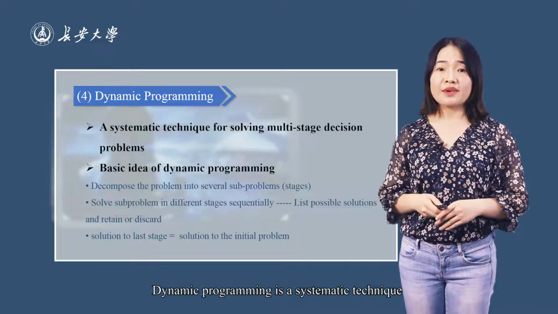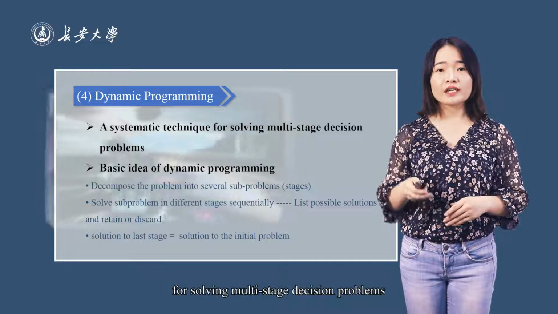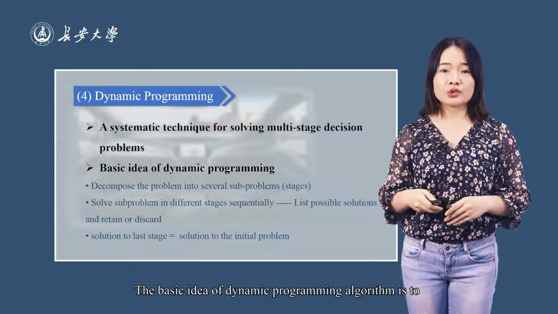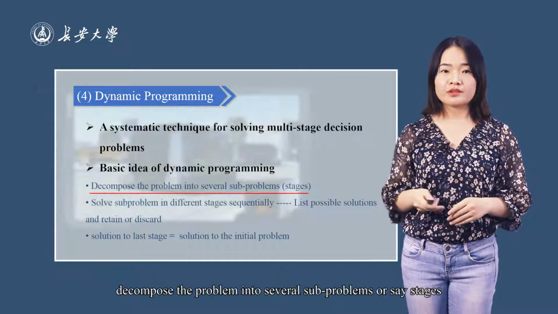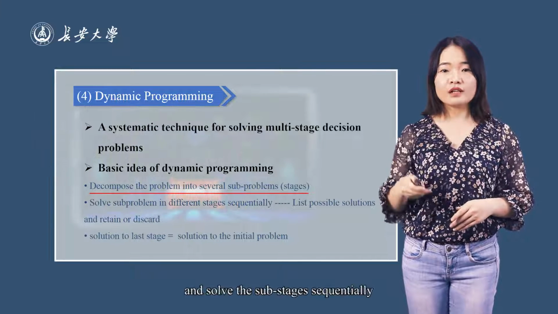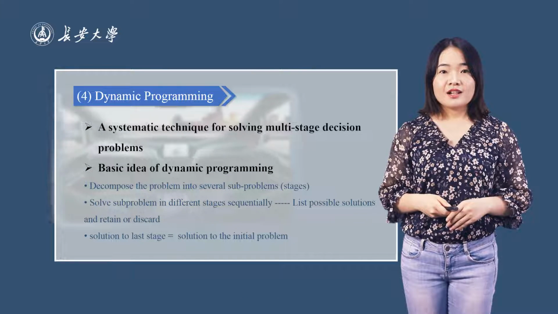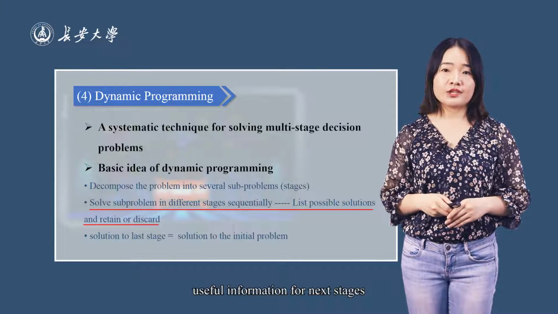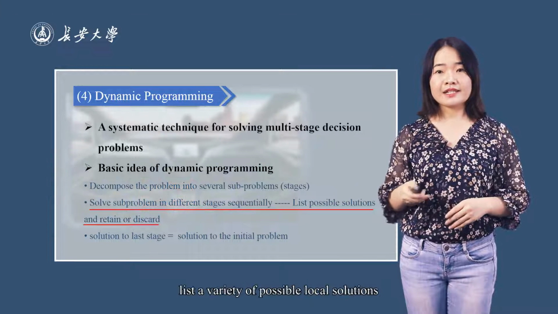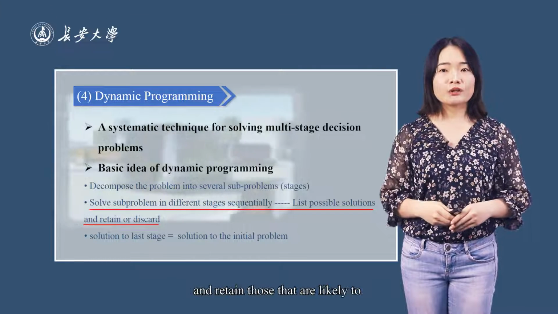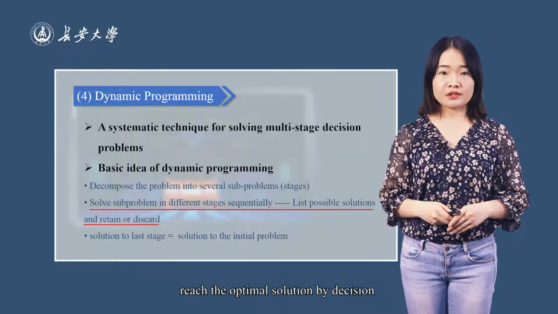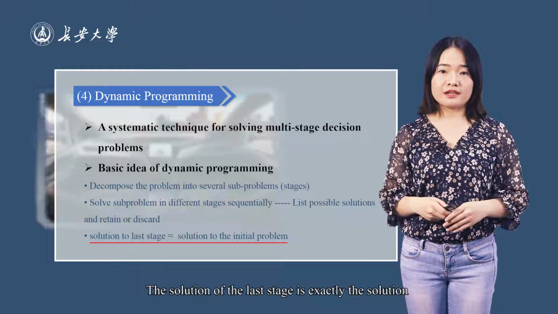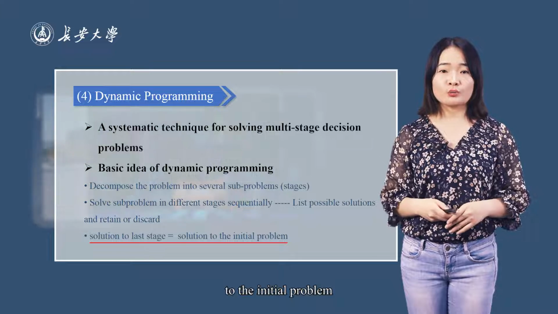Dynamic programming is a systematic technique for solving multi-stage decision problems. The basic idea of the dynamic programming algorithm is to decompose the problem into several subproblems, or stages, and solve the stages sequentially. So the solution of the former stage provides useful information for next stages. For a subproblem or a stage, list a variety of possible local solutions and retain those that are likely to reach the optimal solution by decision, while discarding other local solutions. The solution of the last stage is exactly the solution to the initial problem.